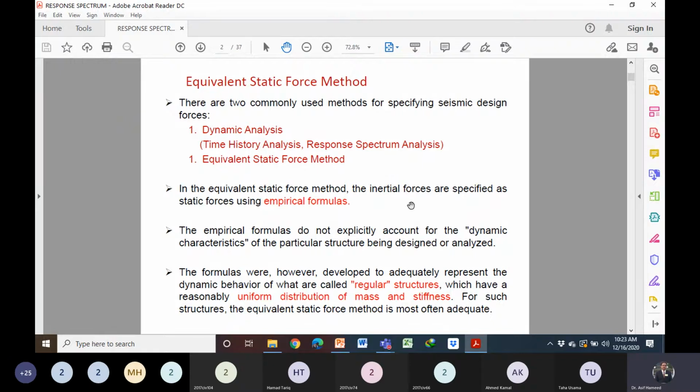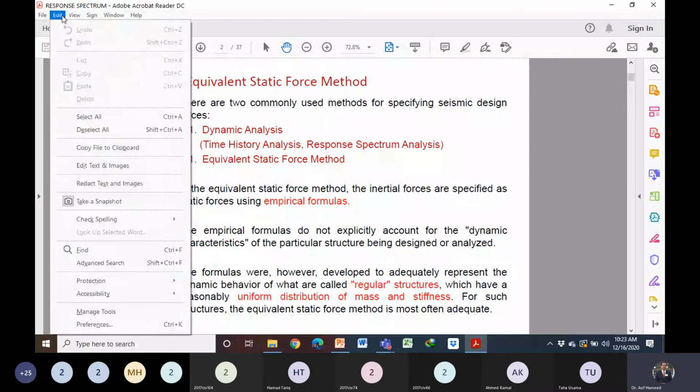Now, please tell me which method is easier to find out the response, static analysis or the dynamic analysis? Static. Static analysis is definitely much easier than the dynamic analysis.